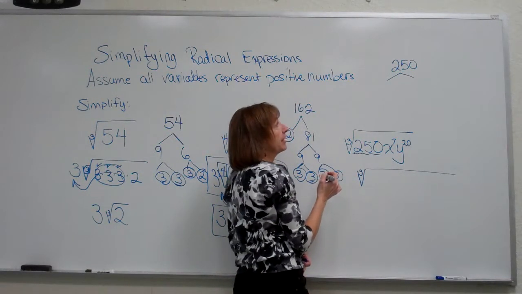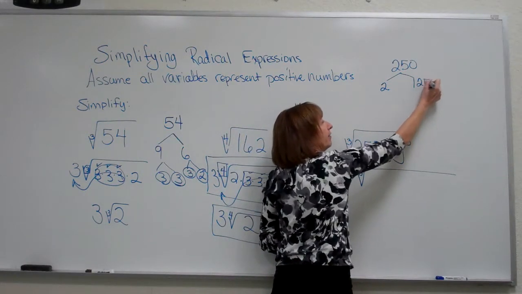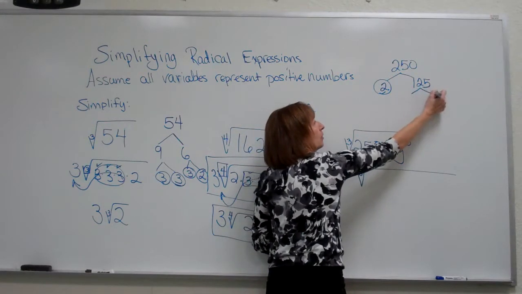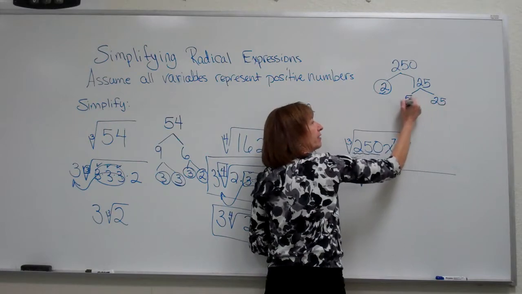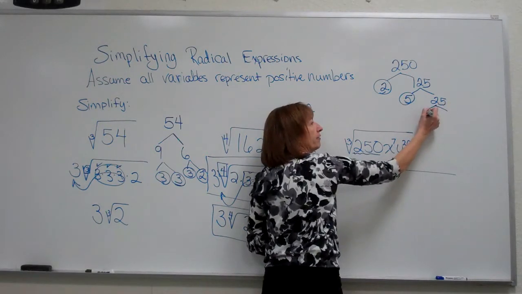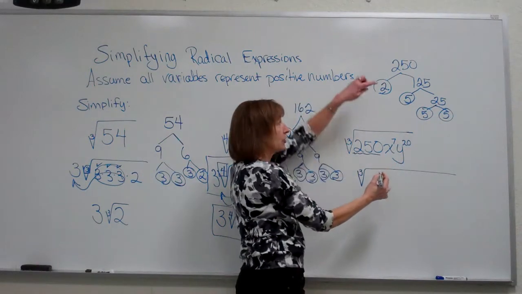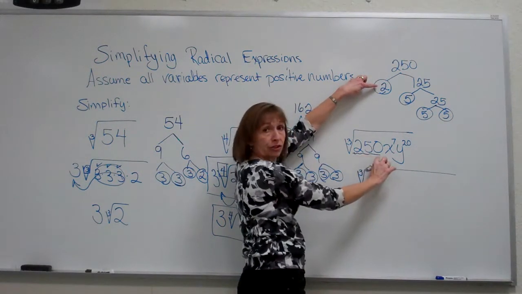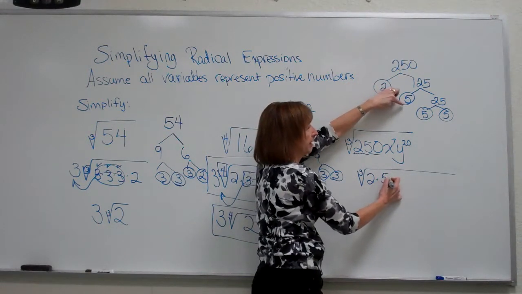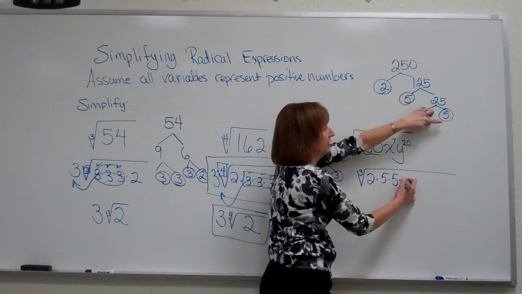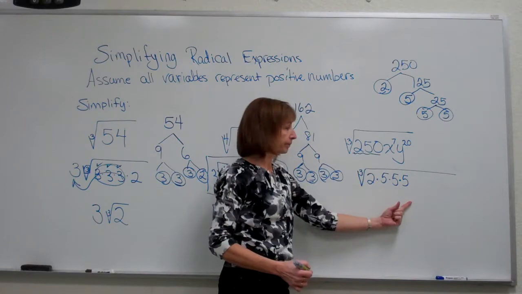Well, 250 is divisible by 2. It's 2 times 125. 2's prime. 125 is divisible by 5. It's 5 times 25, and 5's prime. And 25 is 5 times 5. 5's prime and 5's prime. So here I have my prime factorization of 250 is 2 times 5 times 5 times 5. And notice these are individual numerical factors.